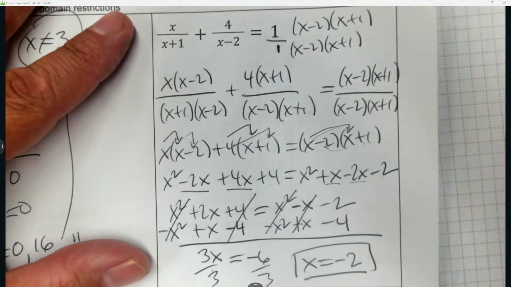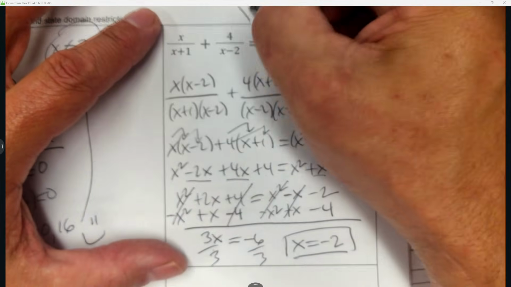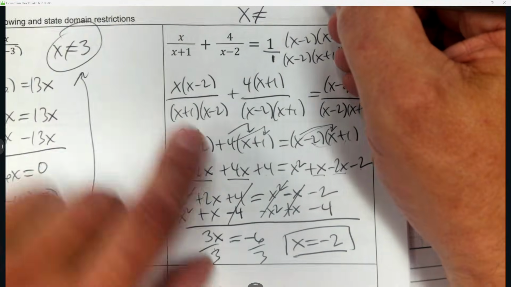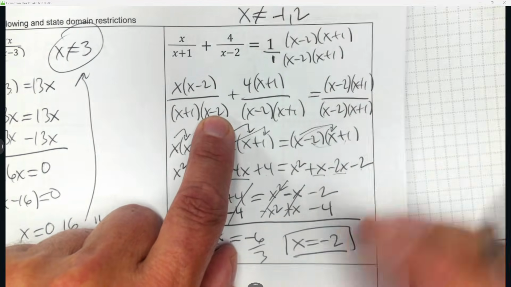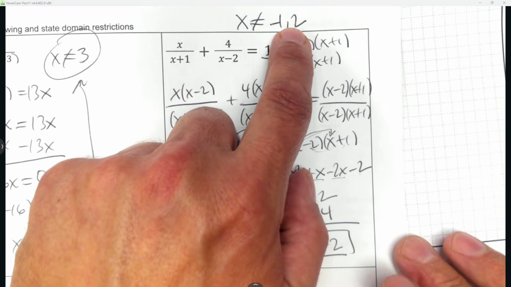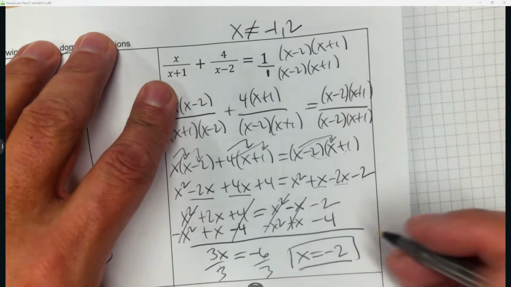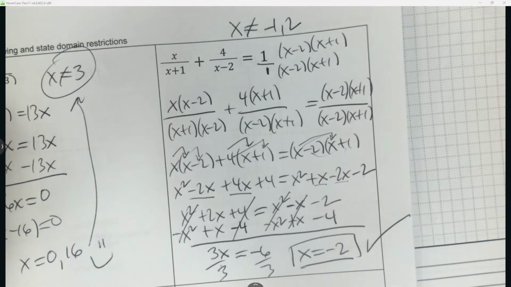Now, what are my restrictions? I should have done that at the beginning. So I'll do that right here. I almost ran out of space, right? So what are the numbers x can't be? From the denominator, it is negative 1 and 2. Now, positive 2 is not the same as negative 2. So this is a good answer. But we did need to check.